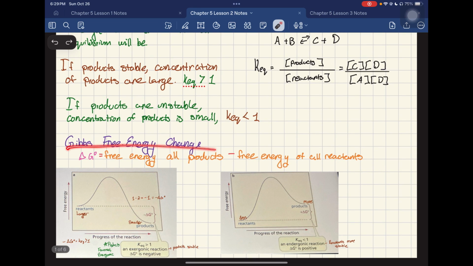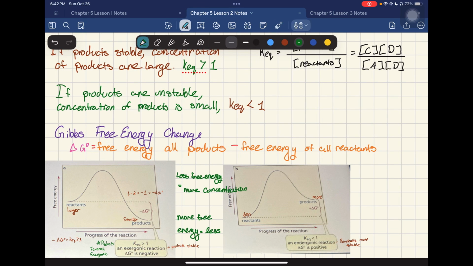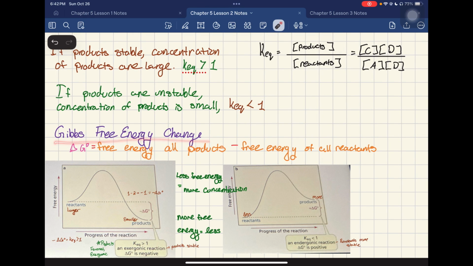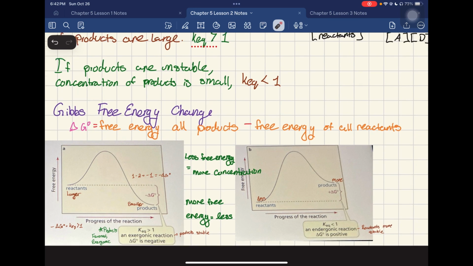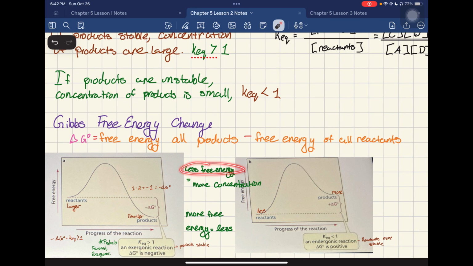Gibbs free energy, right down here, can be calculated as the free energy of all products minus the free energy of all reactants. So now let's take a moment to talk about Gibbs free energy. The change in Gibbs free energy, delta G, is the free energy of all products minus the free energy of all reactants. So less free energy means more concentration. More free energy means less concentration.